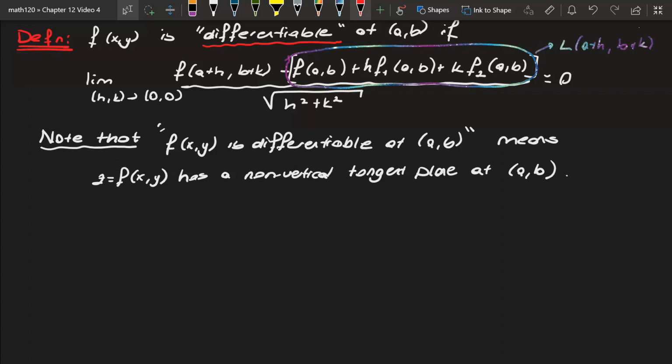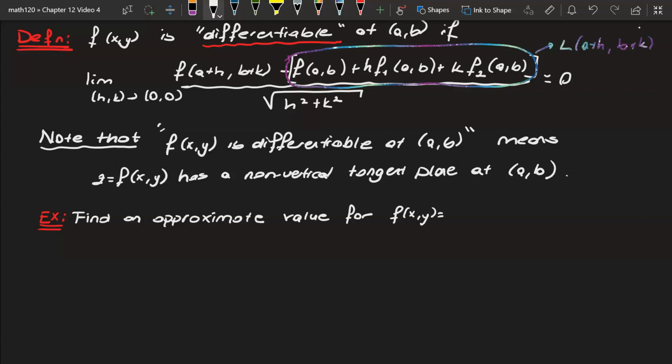See an example. Find an approximate value for f of (x, y) equals sine of pi x y plus ln y at (0.01, 1.05).